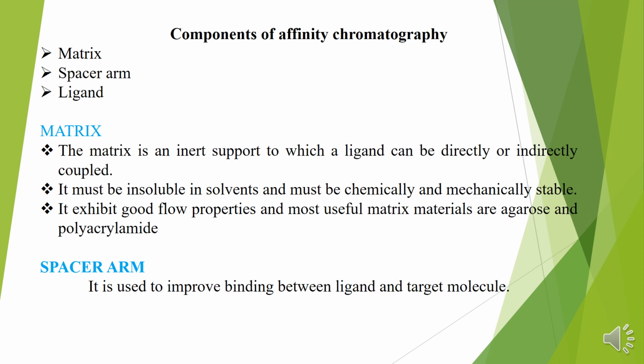So what are the components required for affinity chromatography? The first one is the matrix, the second one is the spacer arm, and the third one is the ligand. The matrix is an inert support to which a ligand can be directly or indirectly coupled or bound. It must be insoluble in solvents and must be chemically and mechanically stable. It exhibits good flow properties, and the most useful matrix materials are agarose and polyacrylamide gel. The spacer arm is connected between the matrix and the ligand. It is used to improve binding between the ligand and the target molecule.